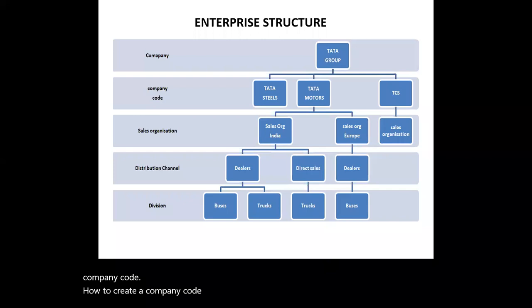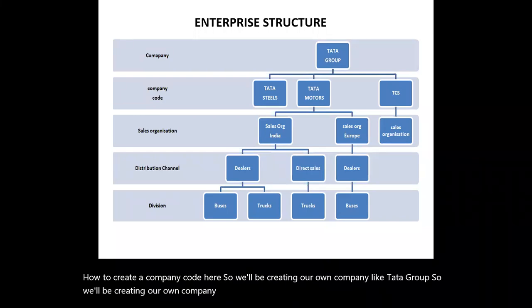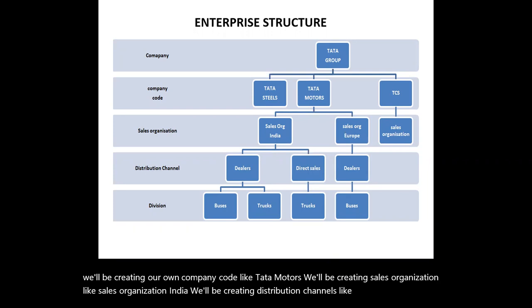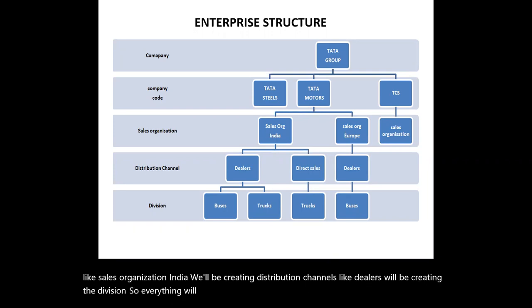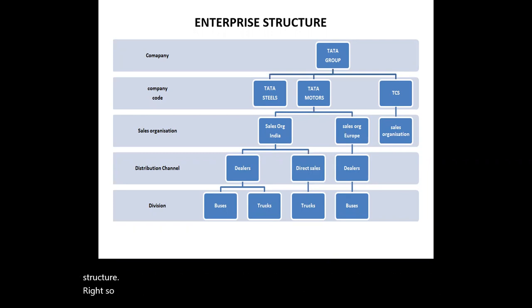We'll be creating our own company, like Tata Group. We'll be creating our own company code, like Tata Motors. We'll be creating a sales organization, like Sales Organization India. We'll be creating distribution channels, like dealers. We'll be creating the division. Everything we'll be creating in the SAP system, so we'll create our own structure. Now we have understood the sales area and sales line.